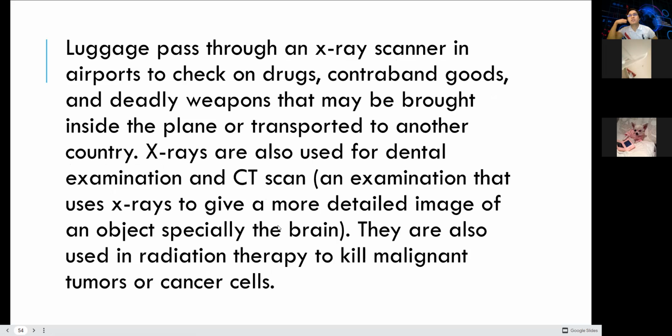So you can actually see X-ray machines in airports because they need to detect contraband, drugs, or even deadly weapons, right? X-rays are also used for dental examination and CT scan, an examination that uses X-ray to give a more detailed image of an object, especially the brain. They are also used in radiation therapy to kill malignant tumors or cancer cells.